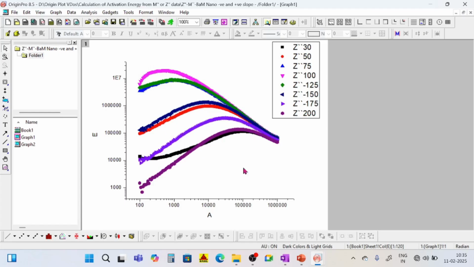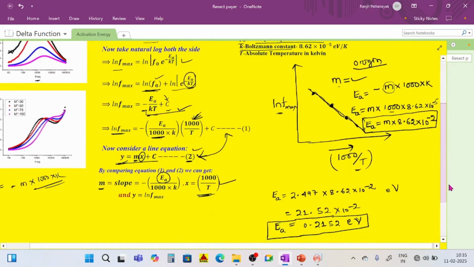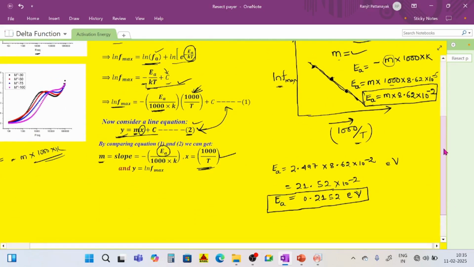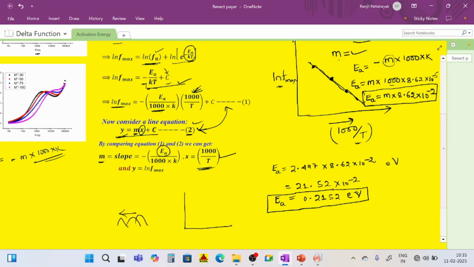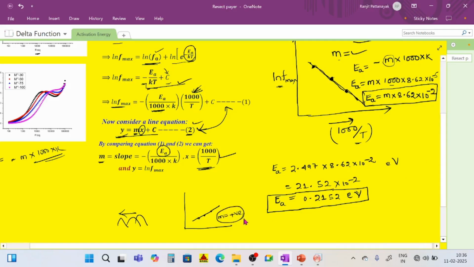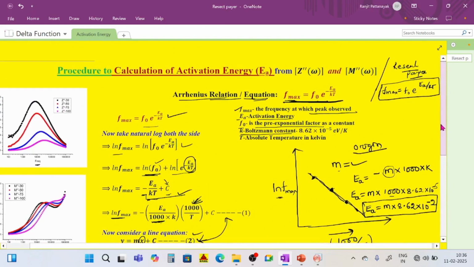If I consider this data, you can find that where resistance increases with temperature, meaning the peak shifted towards the lower frequency side, the slope will be like this. Slope will be positive, m will be positive. Here I am not discussing in detail, I am just giving you the information. If I put a positive value over here, the activation energy at that time we can get negative.